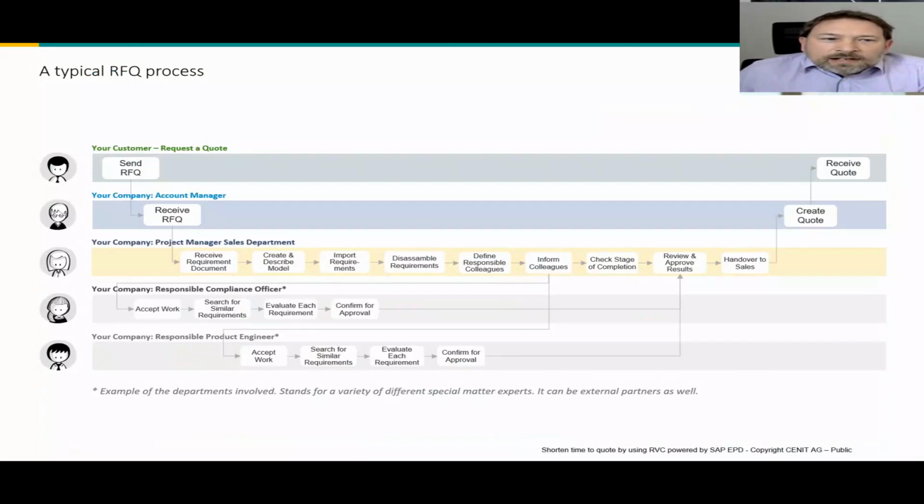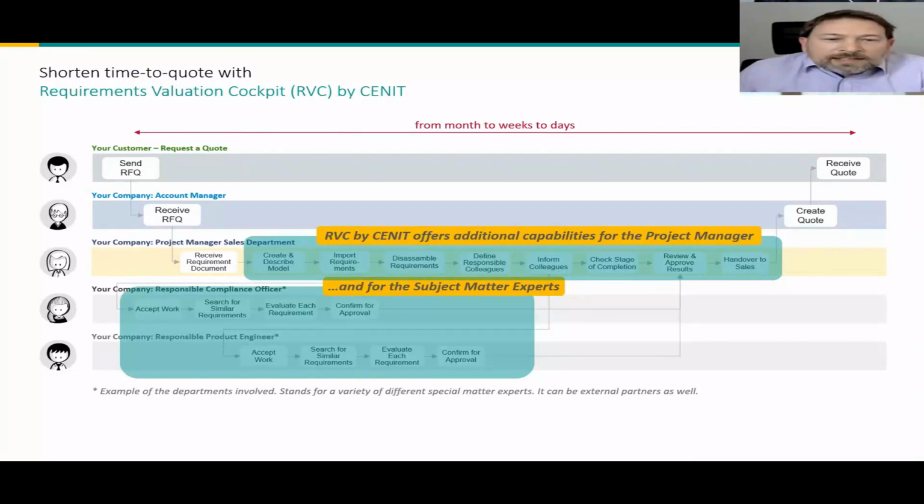Let's have a look at a typical RFQ process. In a typical RFQ process, a customer sends a quote request to your account manager, and the account manager hands over the requirements documents to your project manager. The project manager now starts processing those requirements. You see the yellow line; most things are happening there. This means orchestrating a big process, because he has to involve a lot of colleagues from departments to do that evaluation in their domain. In the end, such a process can take several months. Let's see how RVC by Cenit can help in that case.